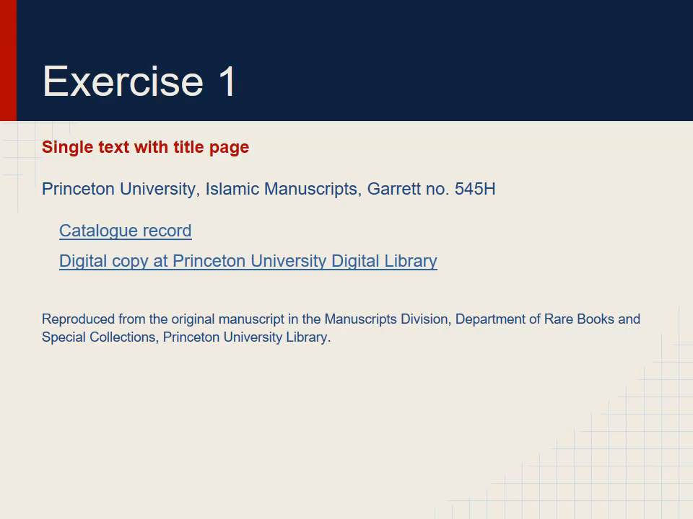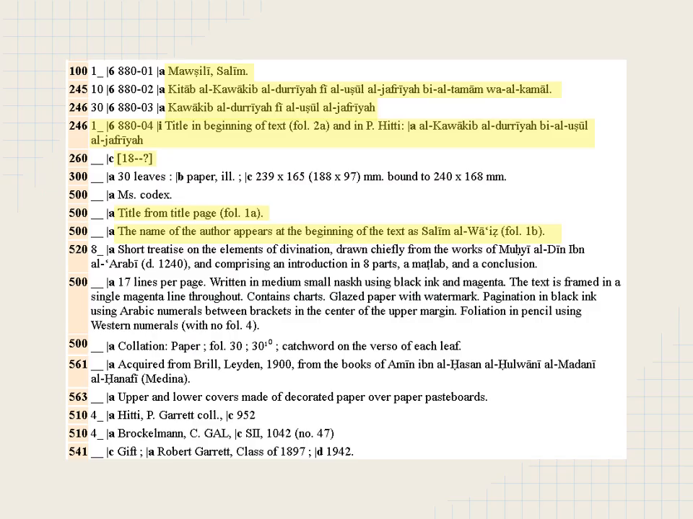Our first example is a manuscript from Princeton University, a text on divination with the title Kitab al-Kawakib al-Durriya fil Usul al-Jafriya bit-Tamam wal-Kamal. On this slide, I have highlighted some of the elements pertaining to the bibliographic description, namely the title, author, and production information.